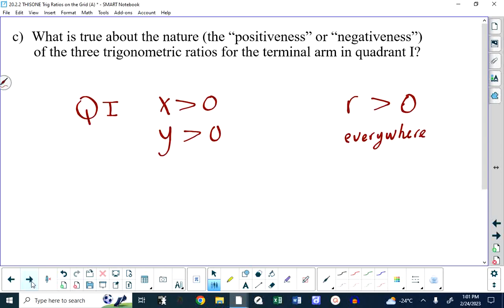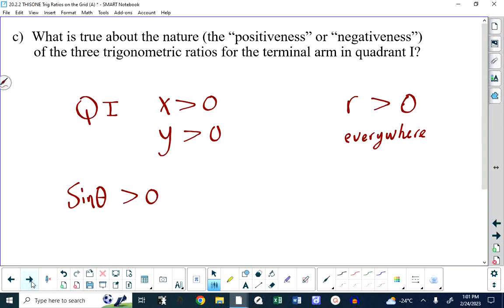I know this is talking about quadrant 1, but if we were to go to quadrant 2 or 3 or 4, x and y are no longer both positive, but I'm telling you r is always positive. R is a distance. So what can you say about the 3 trigonometric ratios? Well, sine of theta, and you can just look up a couple centimeters in your notes. Sine of theta is y over r. But y is positive and r is positive, which means sine of theta will always be positive in quadrant 1.